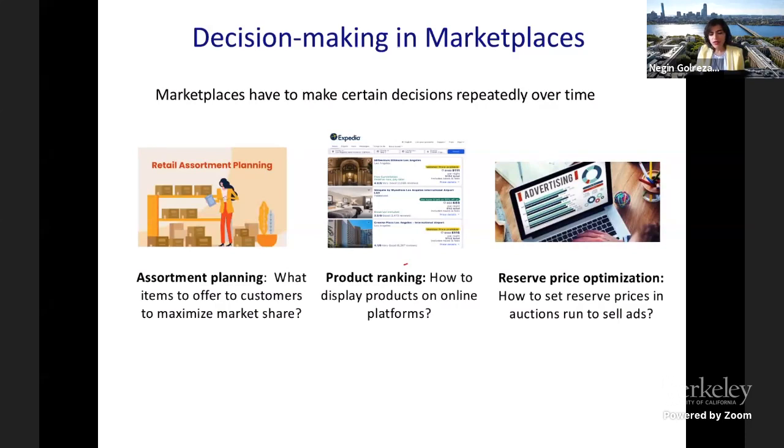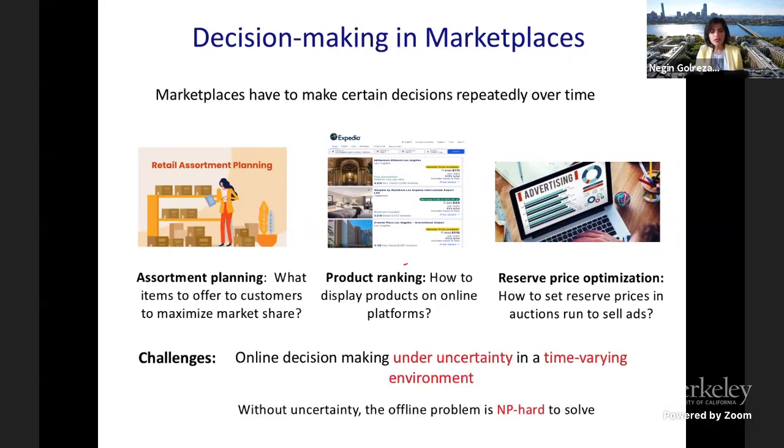And as another example, we have reserve price optimization. Think about running a second price auction in the display advertising market to sell ads. In that scenario, one of the important parameters that needs to be optimized in order to maximize revenue is reserve prices. So for all of these problems, we face a few fundamental challenges.